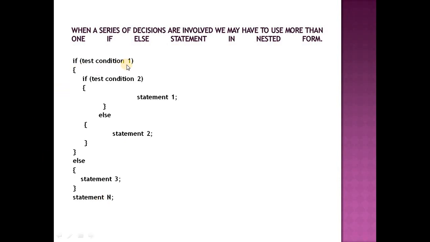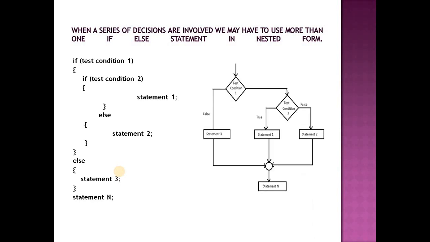Now if test condition 1 is false, then we'll directly come to statement 3. We will not go to the inner part of the if statement. This part of the program will be skipped and directly statement 3 will get executed. After this statement n will get executed. If the condition 1 is false, the statement 3 will be executed. Otherwise, it continues to perform the second test.